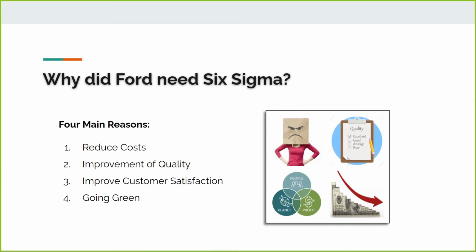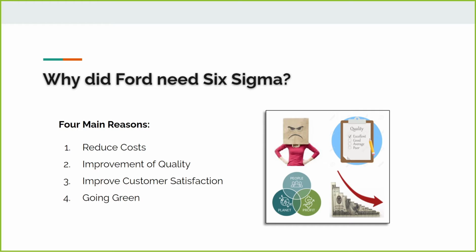Why did Ford need Six Sigma? There were 4 main problems prior to Ford being introduced to Six Sigma. The first thing Ford wanted to do was to reduce the cost of their products. By implementing Six Sigma in their originally costly production process, they were able to eliminate unnecessary resources, allowing the company to maintain its status of producing America's most affordable car while maximizing profit.